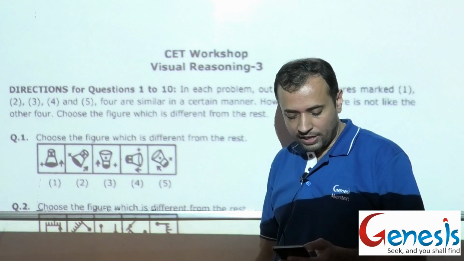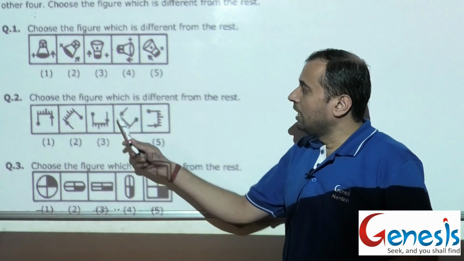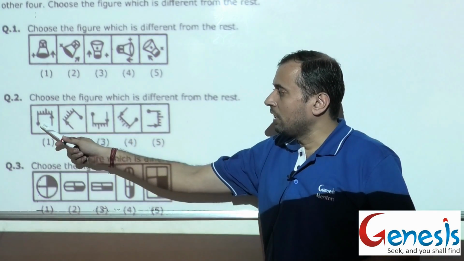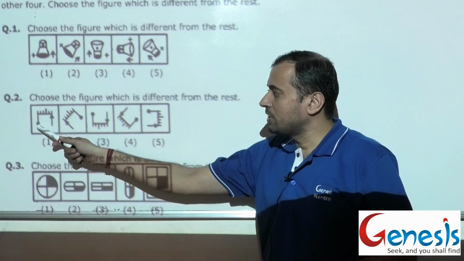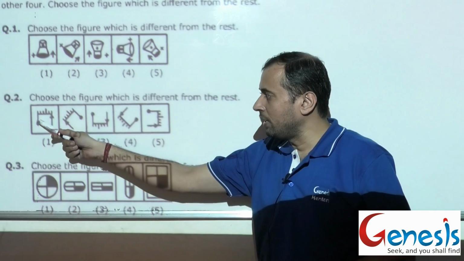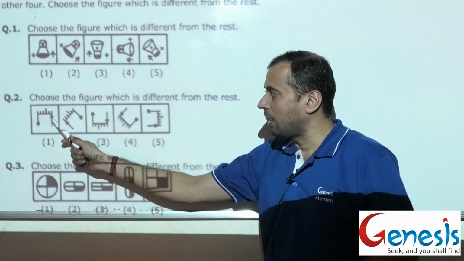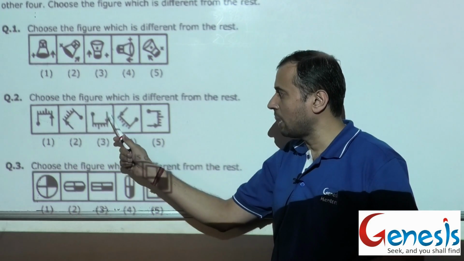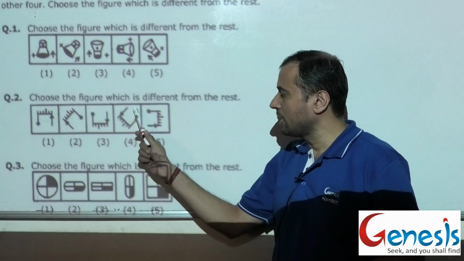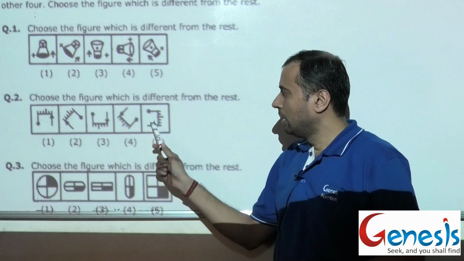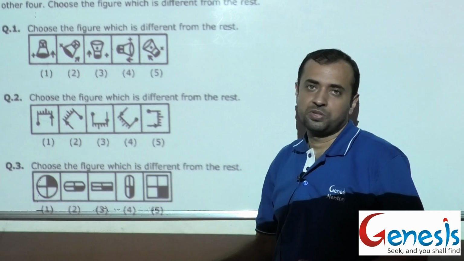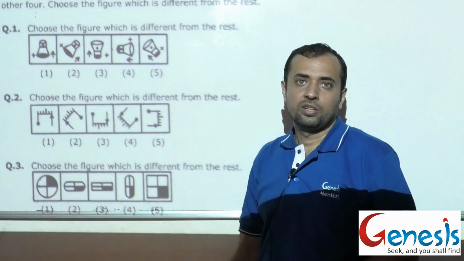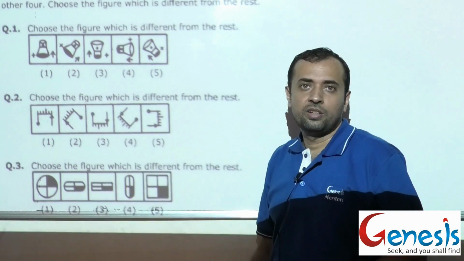Now moving on to the second problem. Here we can clearly see that we are talking about 2 objects. One is a pin, one is an arrow. Pin is outwards to the line and arrow is inwards to the line. This is the same in every figure. So this is not a criterion to decide the odd man out.